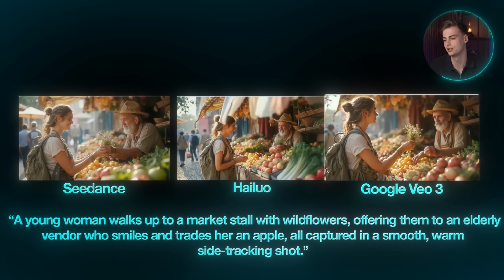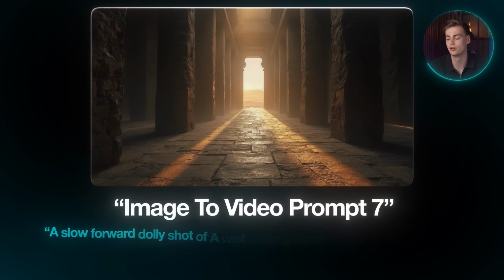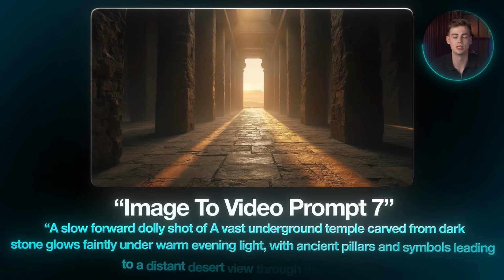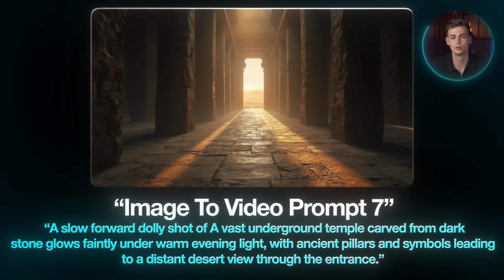This prompt is quite hard for the AI models to follow, so I will leave that up to you guys to decide who won. For image number 7, it should be less challenging. A slow forward dolly shot of a vast underground temple carved from dark stone glows faintly under warm evening light, with ancient pillars and symbols leading to a distant desert view through the entrance.